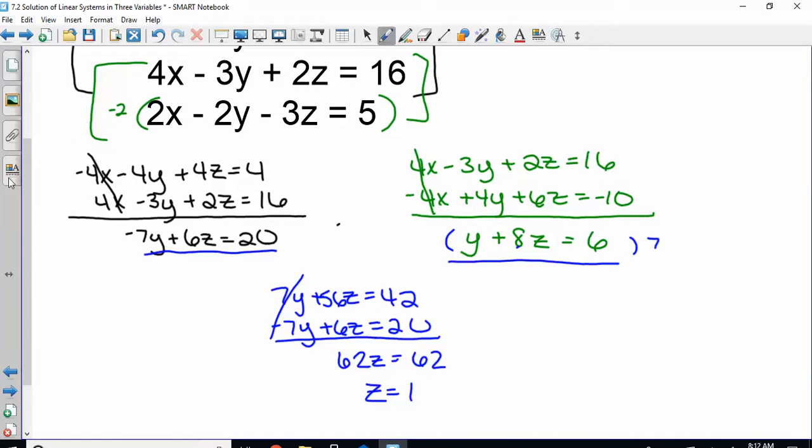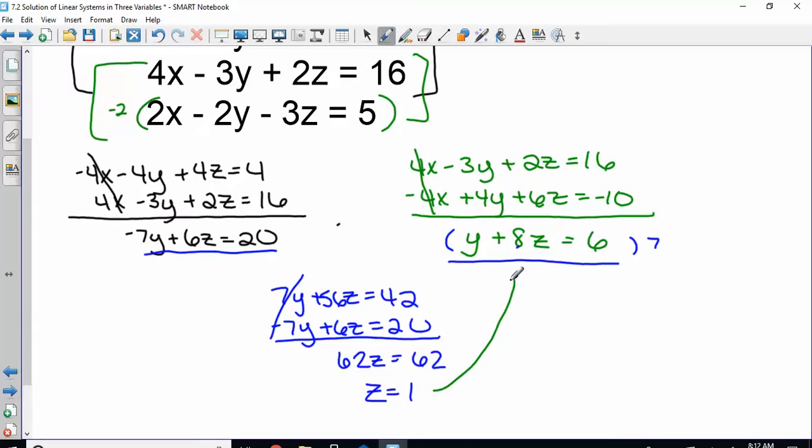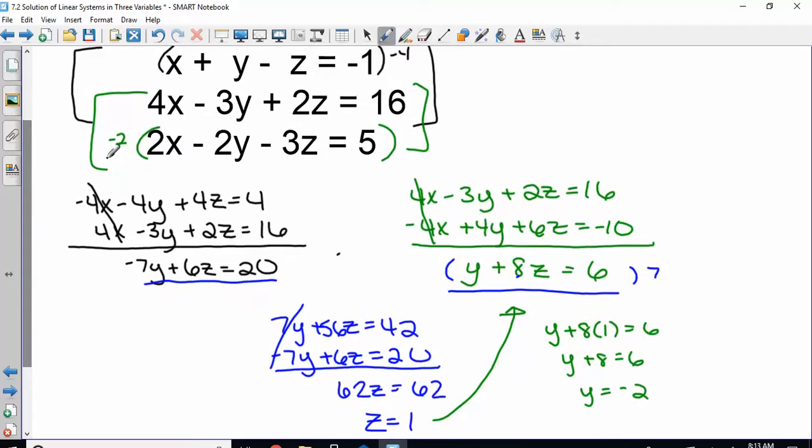Okay, now we have to work backwards to find all the other variables. Once you get to this point, it should just be a matter of plugging things in. So I have my z. If I put that in here, y plus 8 times z. So y is negative 2. Now I need my x, so we can plug those back into one of the originals to get my x. So if I just plugged it into the first equation, it's x plus y, which was negative 2, minus z, which is 1.